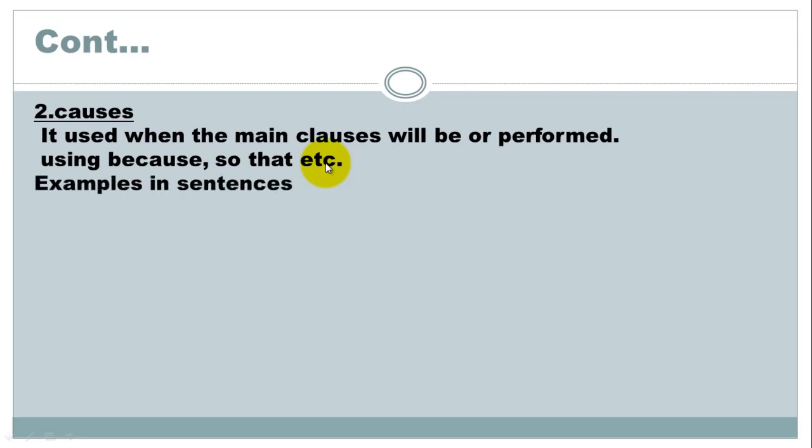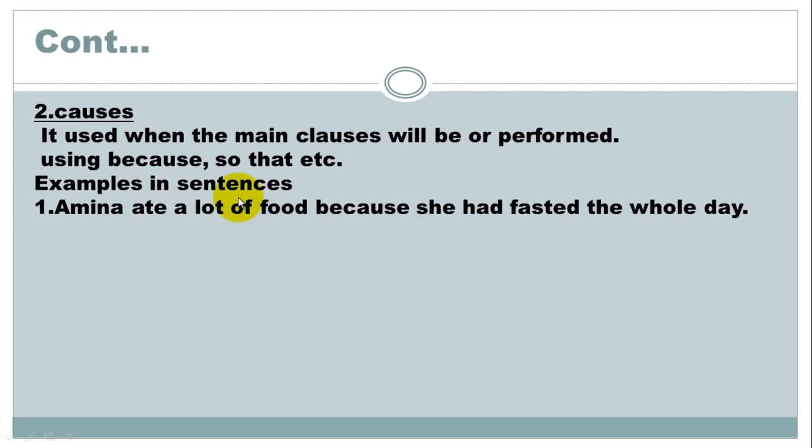And examples in sentences. The first one we're going to look at: Amina ate a lot of food. That's a complete sentence. Because it's showing the cause or the reason: because she had fasted the whole day. So, Amina ate a lot of food because she had fasted the whole day.